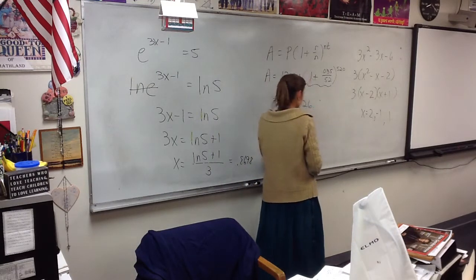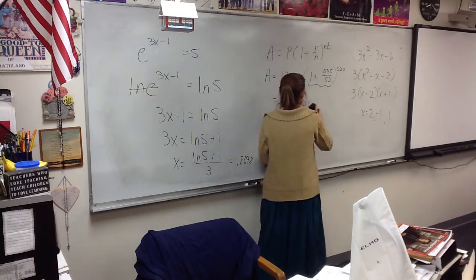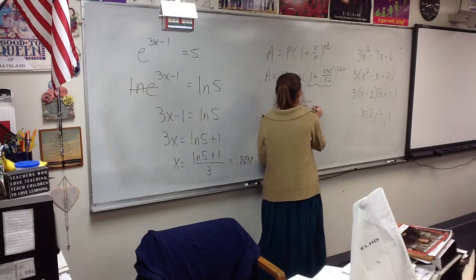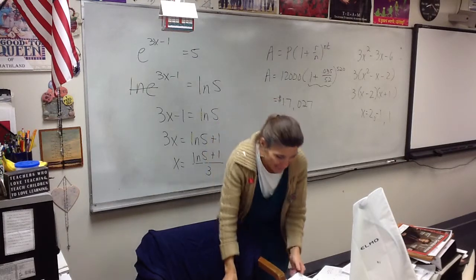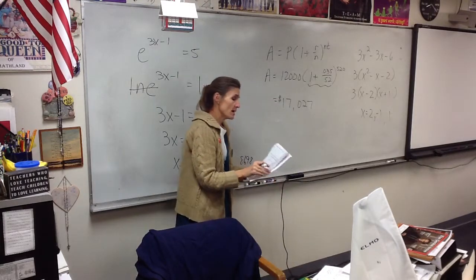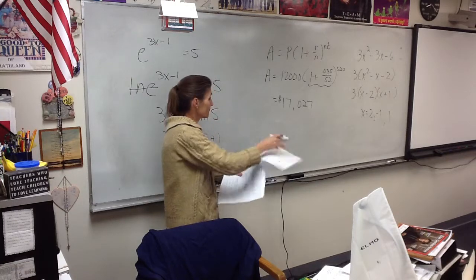$17,026. Does it say to the nearest dollar? Yeah. Then it'd be $27, to the nearest dollar, because it was 80 cents. So that would round up to the next dollar.